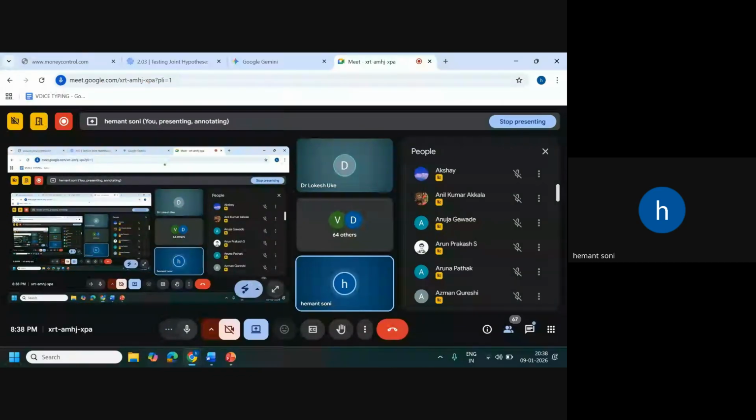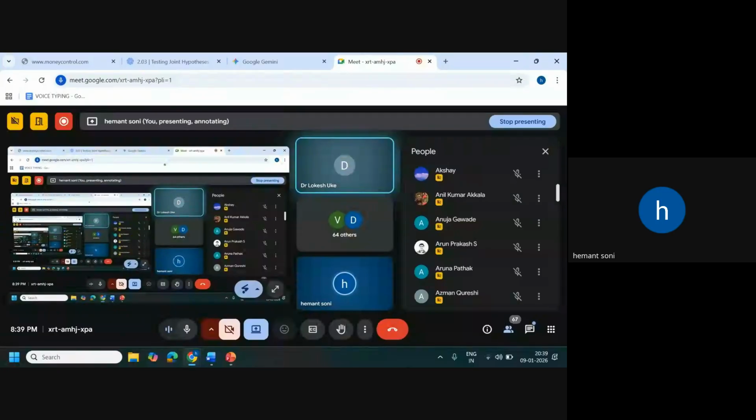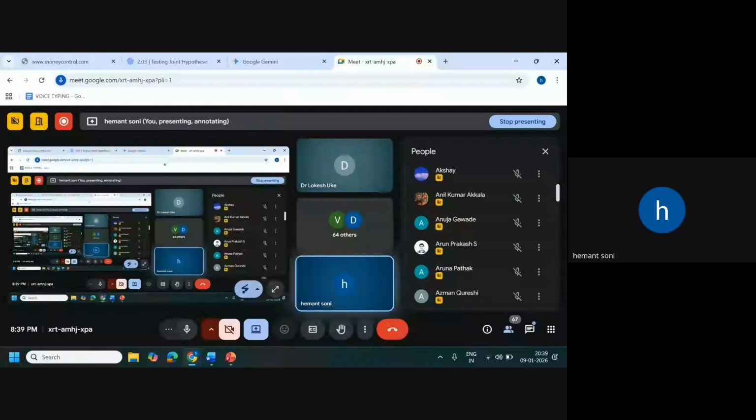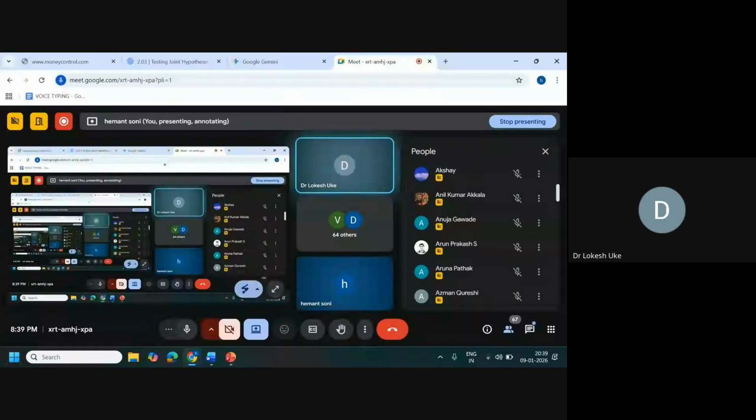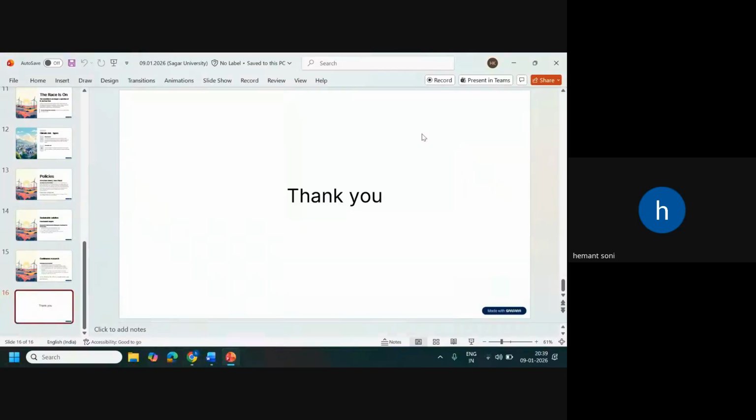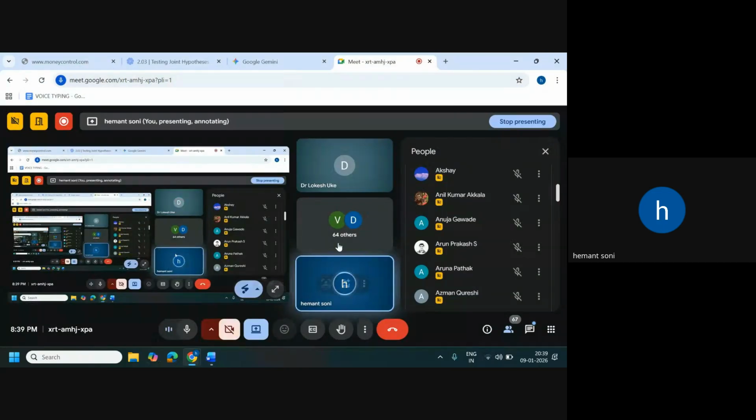Each state has got a State Level Bankers Committee, SLBC, and SLBC have got their websites. The State Level Bankers Committee for Madhya Pradesh has a website, SLBC Madhya Pradesh. They have put all the government schemes at one place. Okay, sir. SLBC, State Level Bankers Committee. Thank you, sir. I think that should be able to solve some.